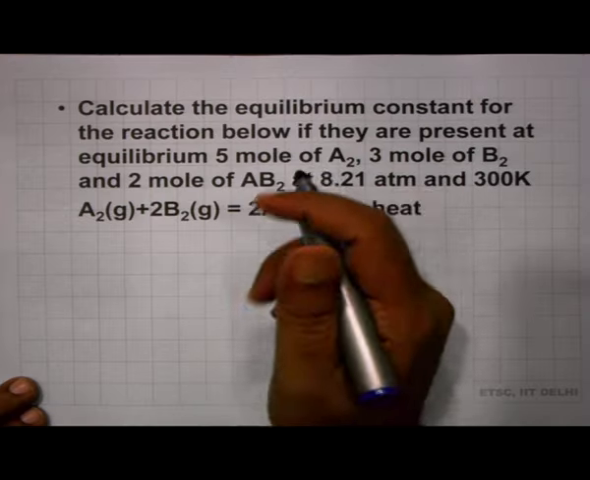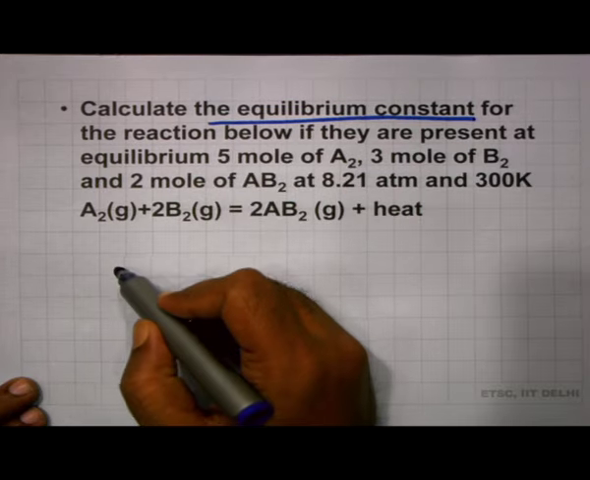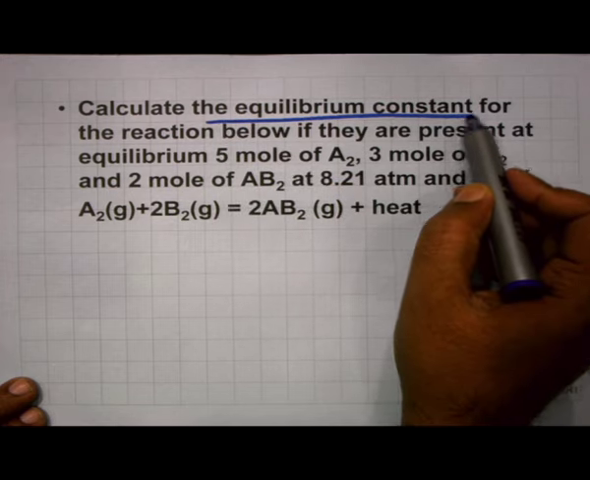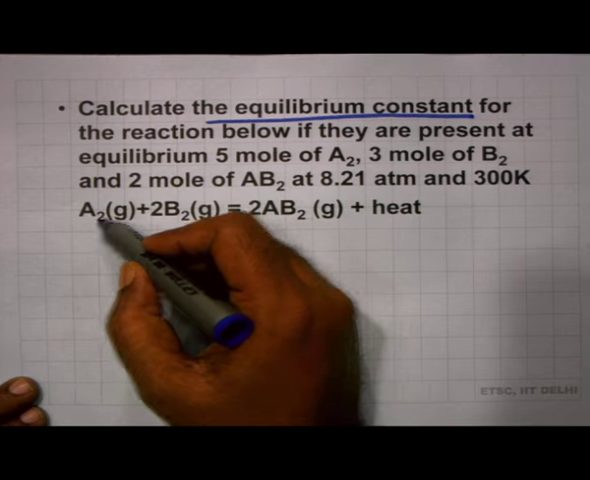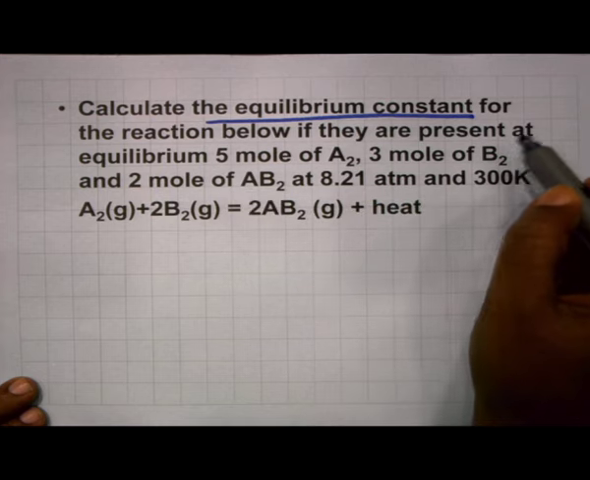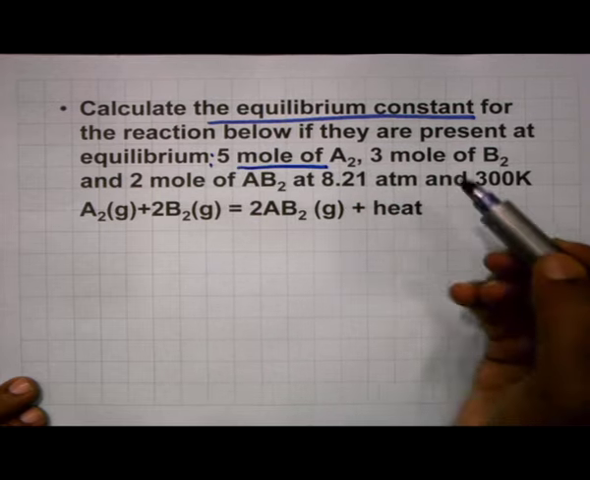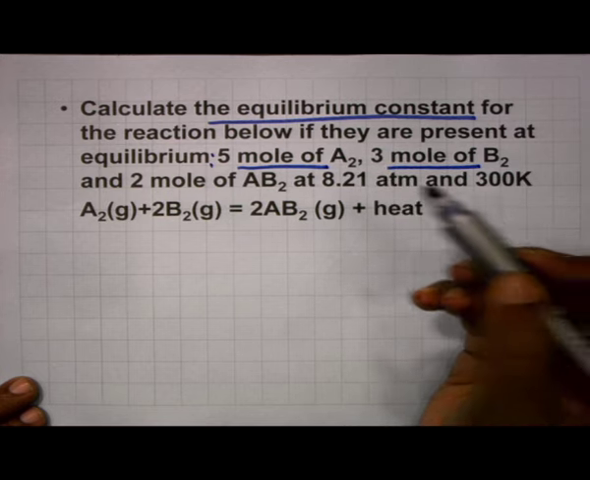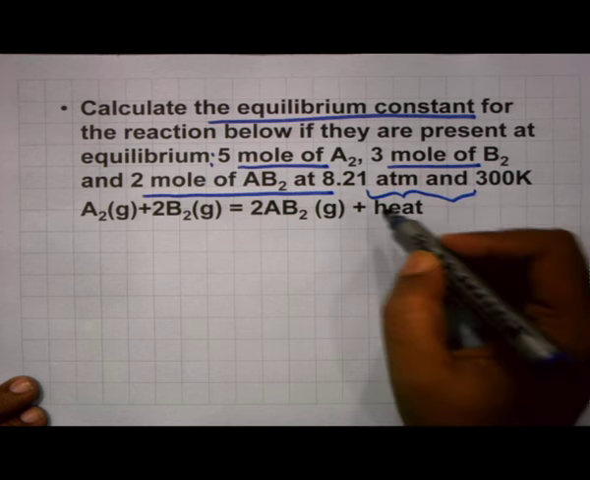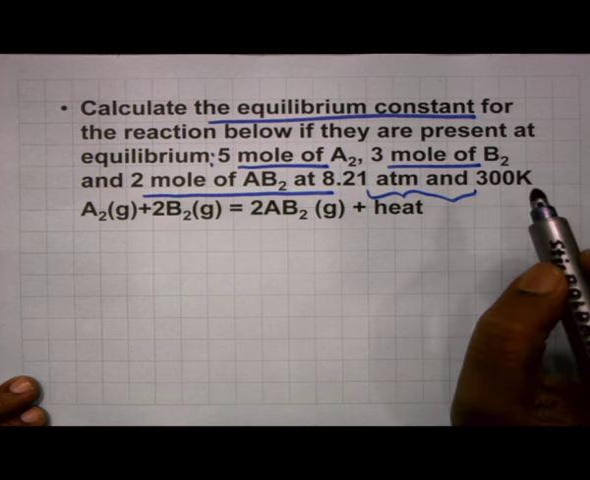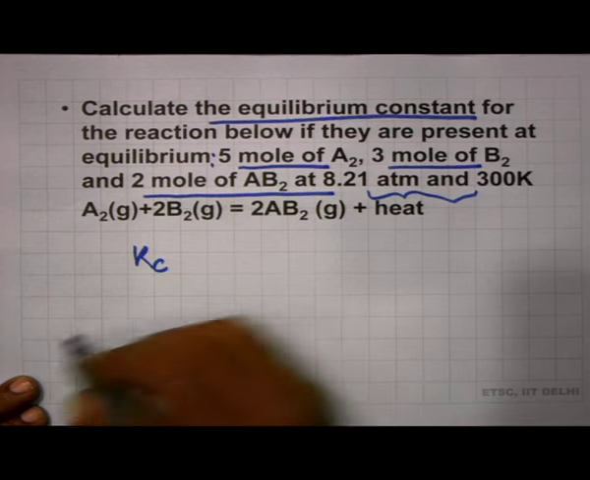Let us look at this case. In this problem, what you need to calculate is the equilibrium constant. So, the question is, calculate the equilibrium constant for the reaction below if A2, B2 and AB2 are present at equilibrium. What is given is 5 moles of A2 present at equilibrium, 3 moles of B2 present at equilibrium and 2 moles of AB2 present at equilibrium. You have also been given the pressure and temperature of the vessel. Now the question is to calculate the equilibrium constant Kc.